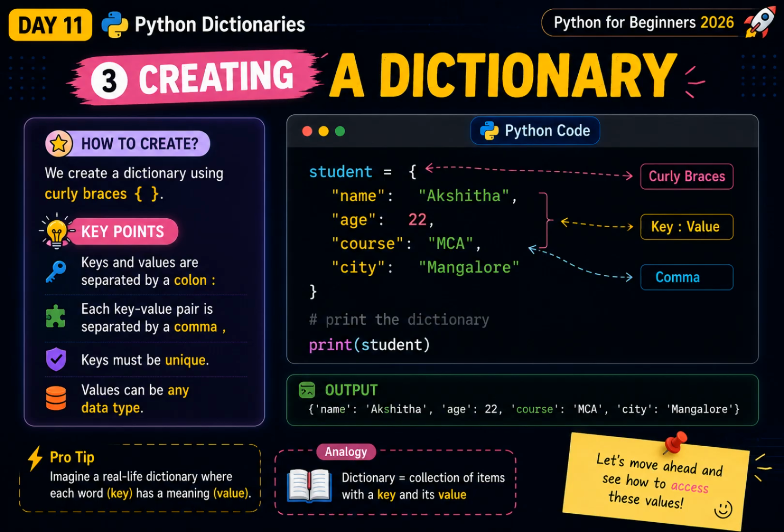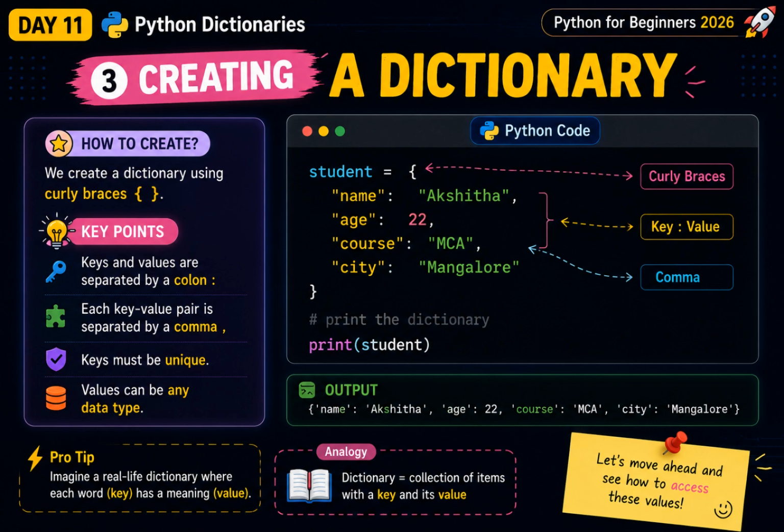Now let's create our first dictionary. Here we have a dictionary called student. Inside the curly braces, we store information like name, age, course and city. Notice that each key is followed by a colon and then its value. Each key value pair is separated by a comma. Finally, when we print the dictionary, Python displays all the stored information together. This creates a dictionary. This is simple.